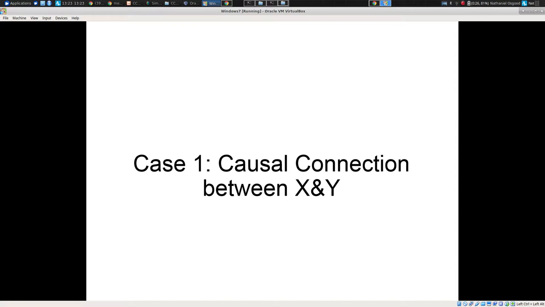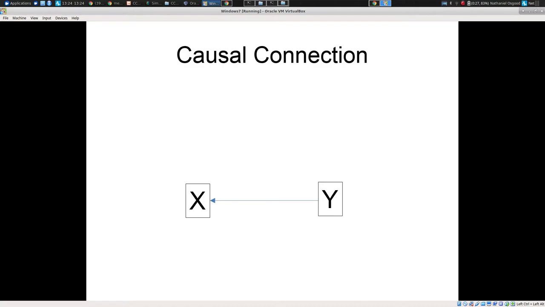Okay, so we're going to consider a couple cases to try to develop intuition. We're going to show you graphs from CCM type analyses that will help you understand this. Okay, the first case is there is a causal connection between X and Y. That is, Y is driving X.